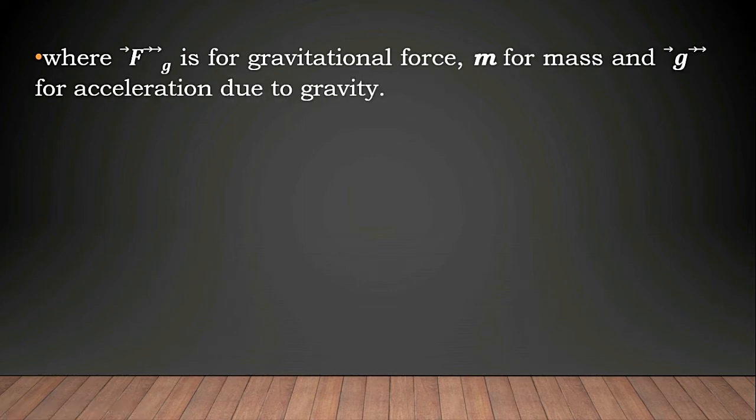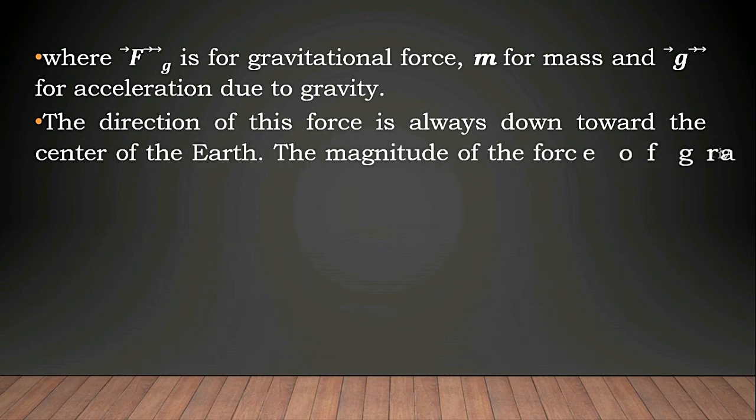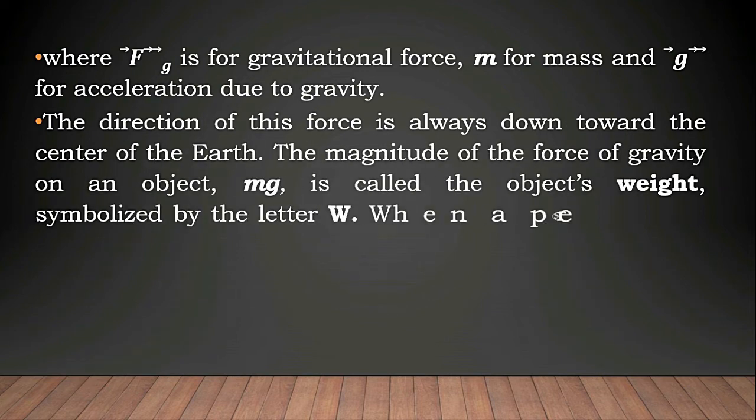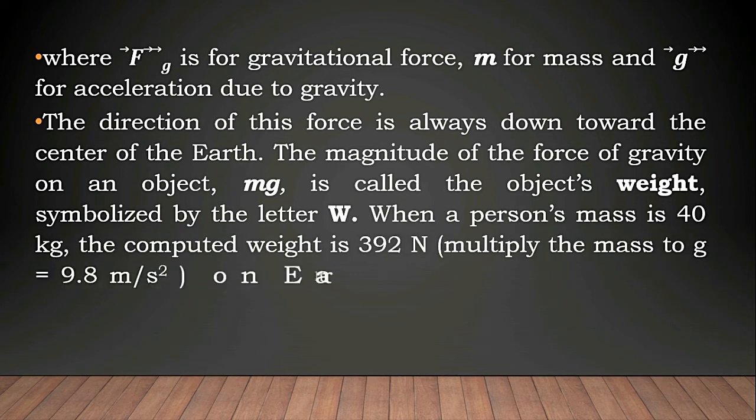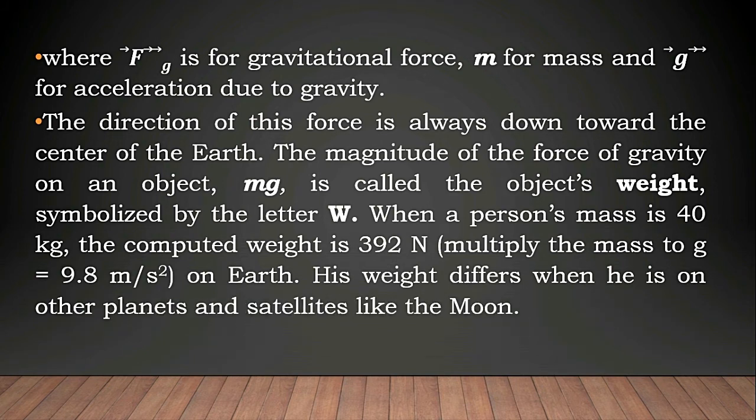Where letter F and small letter g is gravitational force, and letter M for mass, and G is for acceleration due to gravity. The direction of this force is always down toward the center of the Earth. The magnitude of the force of gravity on an object, this M and G, is called the object's weight, symbolized by the letter capital W. When a person's mass is 40 kilograms, the computed weight is 392 newtons. Multiply the mass 40 kilograms by 9.8 meters per second squared on Earth. His weight differs when he is on other planets and satellites like the Moon.